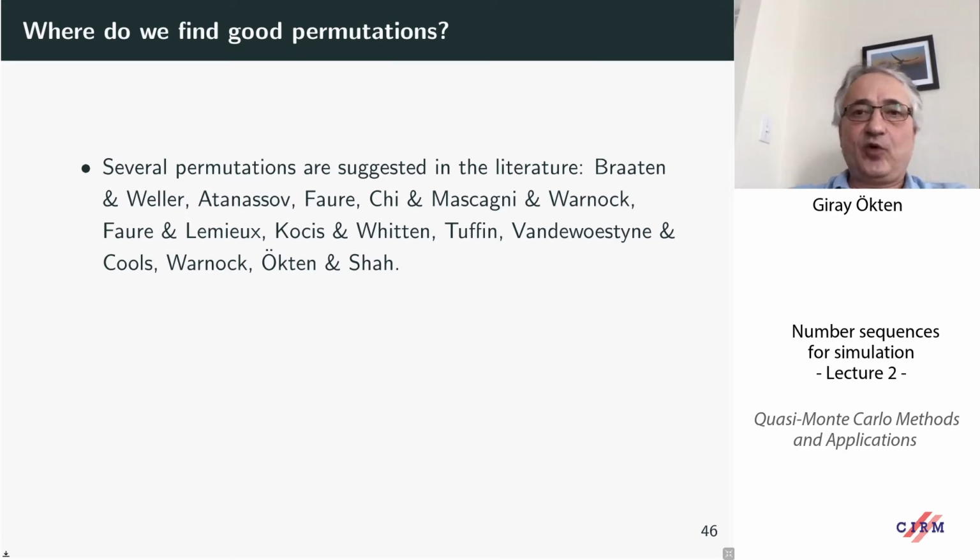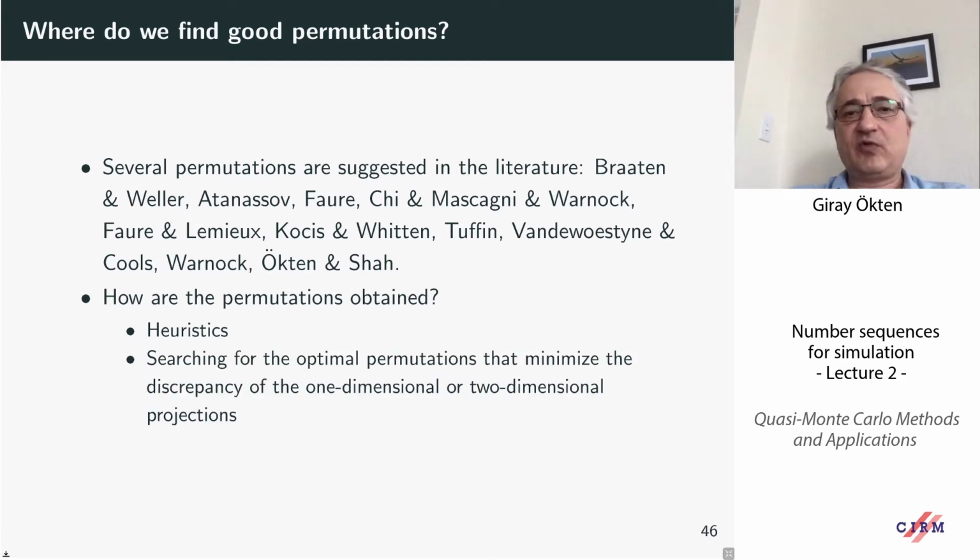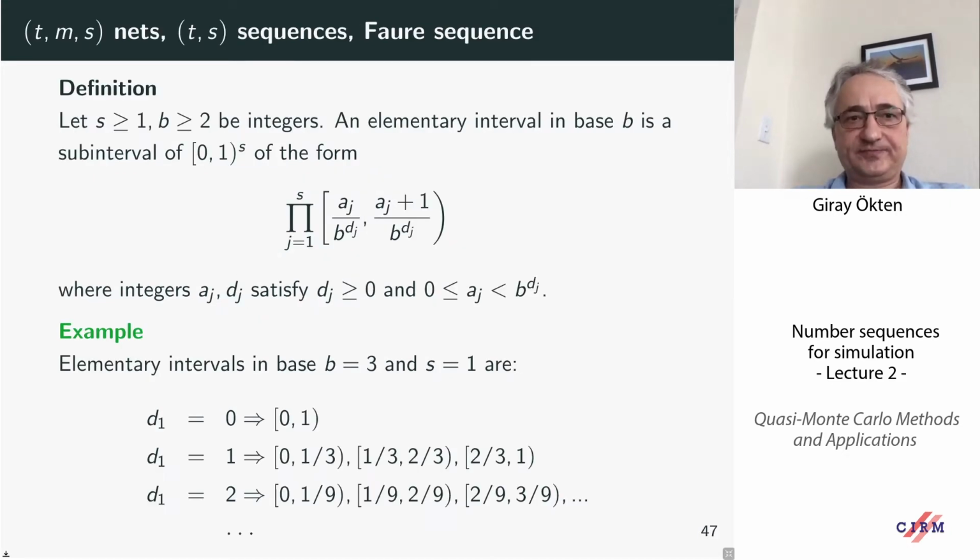Several permutations have been introduced in the literature, and some of these permutations are obtained by using some heuristics, and some of them are obtained by searching for optimal permutations that minimize the discrepancy of the one or two-dimensional projections of the sequence.